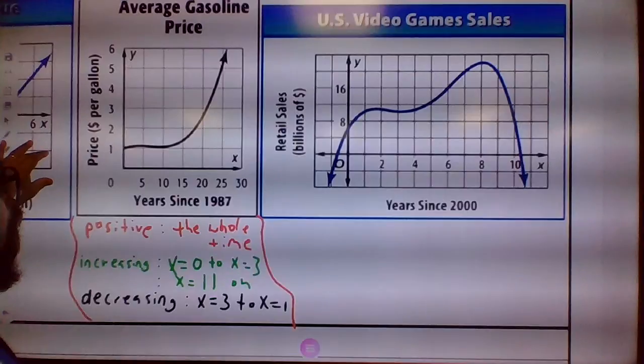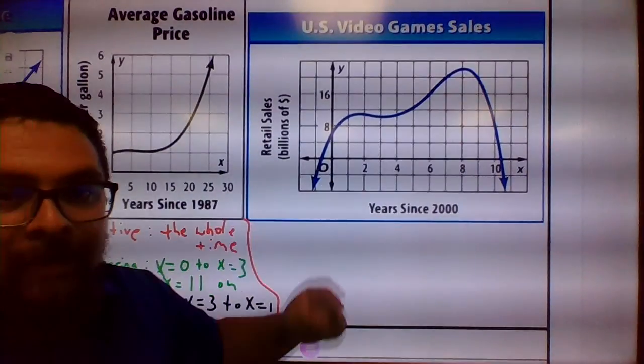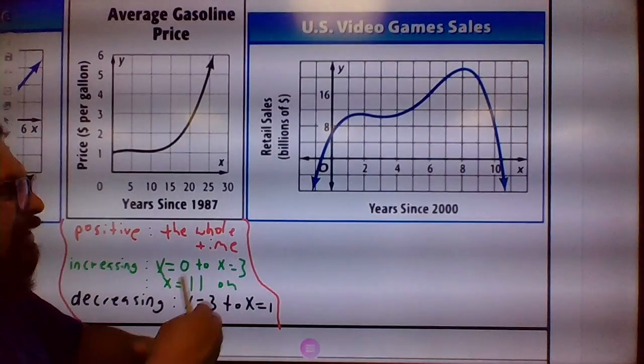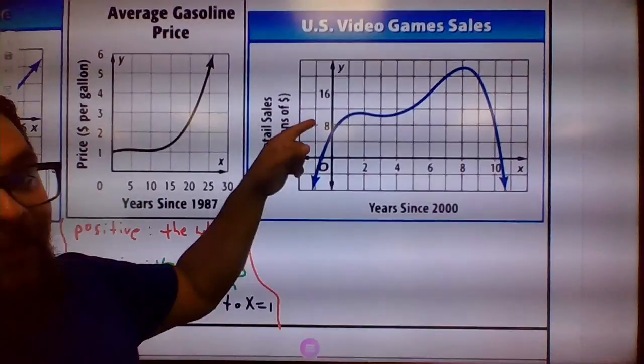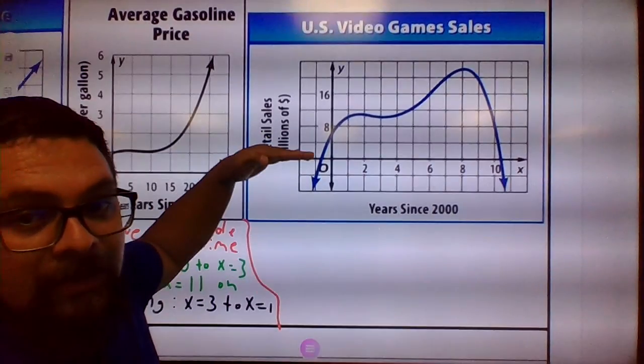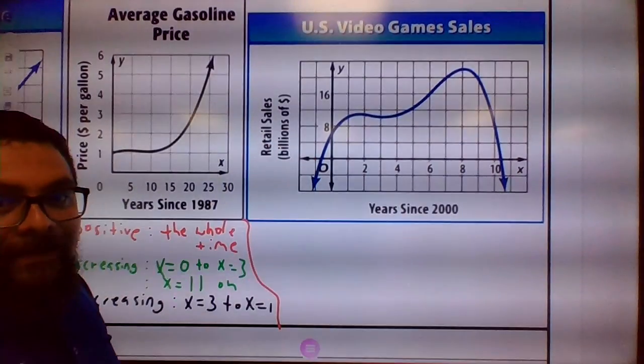Let's go ahead and do the last one. The last one should have been easier. Okay, it's easier to see it. So here we go. So positive. Let's see where this function is positive, where this function is above the x-axis.